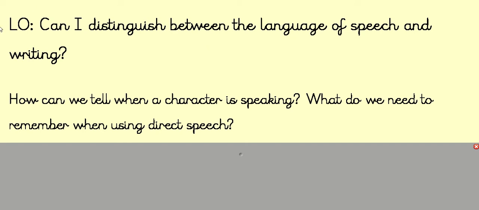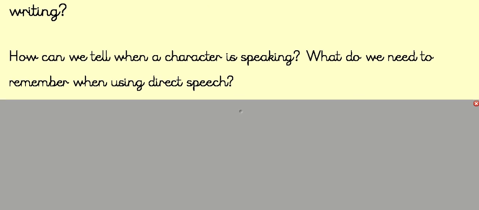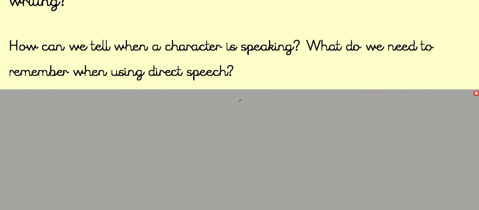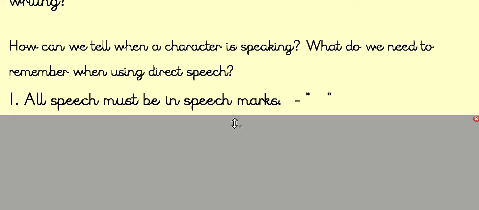So, who can think about some of the rules of speech? Have a quick think to yourself about what rules of speech you already know. Now you've had a quick think, let's have a look at the first one. Well, I can tell you all speech must be in speech marks. As we can see here, and we can see some examples of speech marks at the end here. So all our speech must go inside these speech marks.